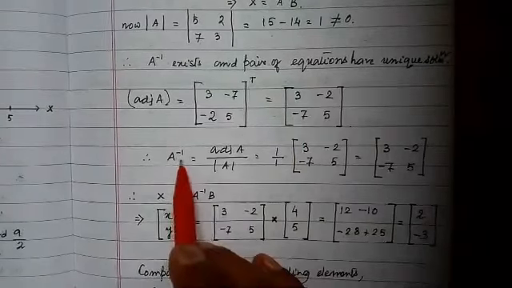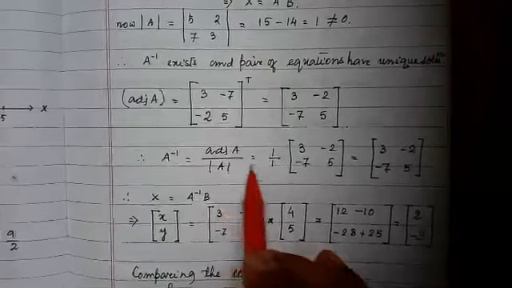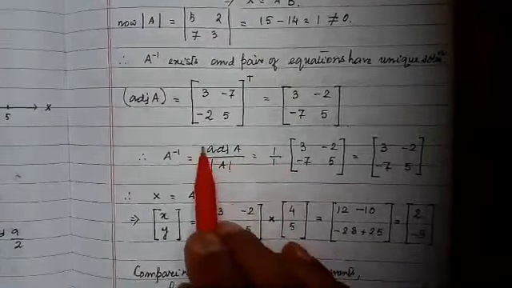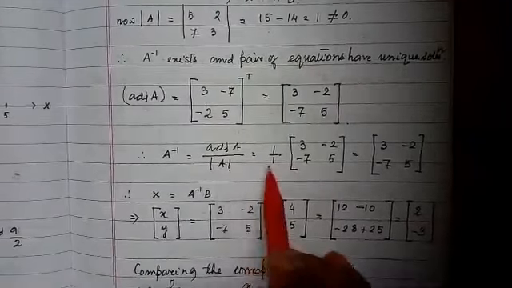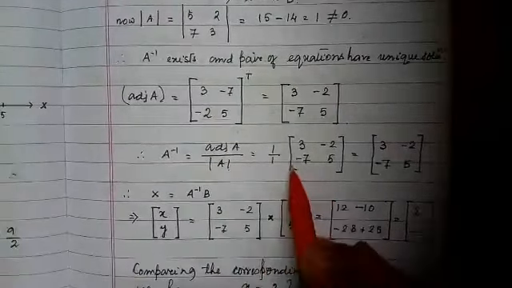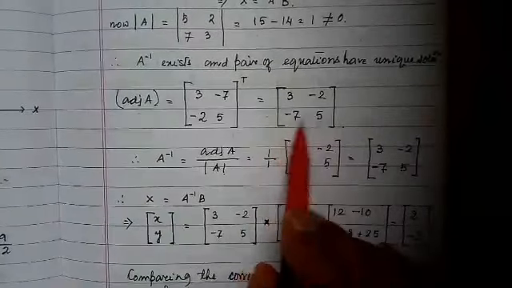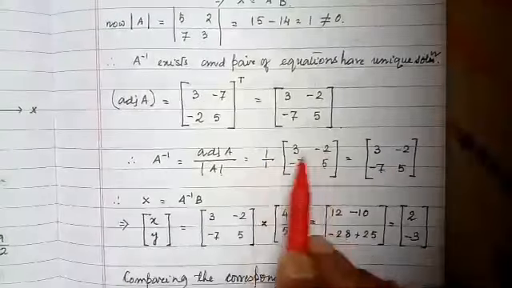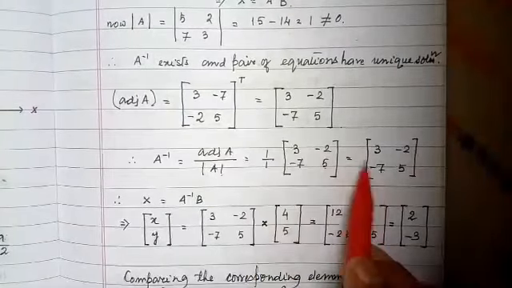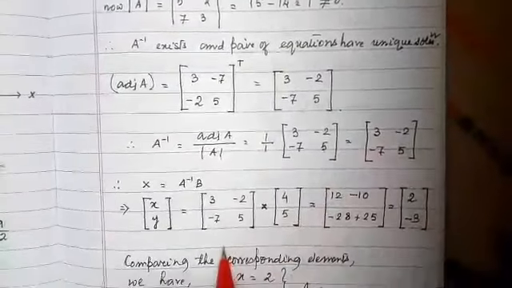Now A inverse is equal to adjoint A by determinant A, which means 1 by determinant A into adjoint A. 1 by determinant A means 1. And what is adjoint A? 3, minus 2, minus 7, 5. Since it is 1 by 1, we are not writing it. So 3, minus 2, minus 7, 5 is the matrix A inverse.